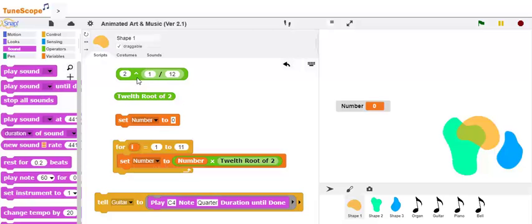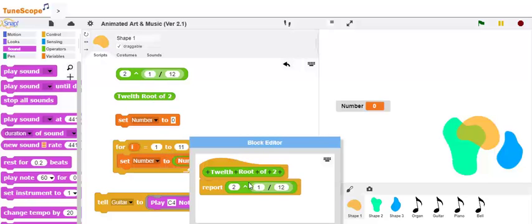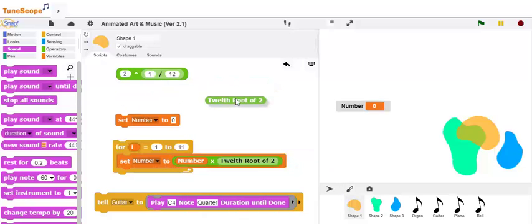And in Snap, if I take 2 and I raise it to the 1/12th power, I get the 12th root of 2. I could also make this a little easier to look at just by encapsulating it as a reporter block. Same thing, but it looks a little bit more like English. And so what happens with this 12th root of 2? Well, that is the number that if you multiply it by itself 12 times, it gives you 2. So if I set the number to the 12th root of 2 over here, I get 1.059.